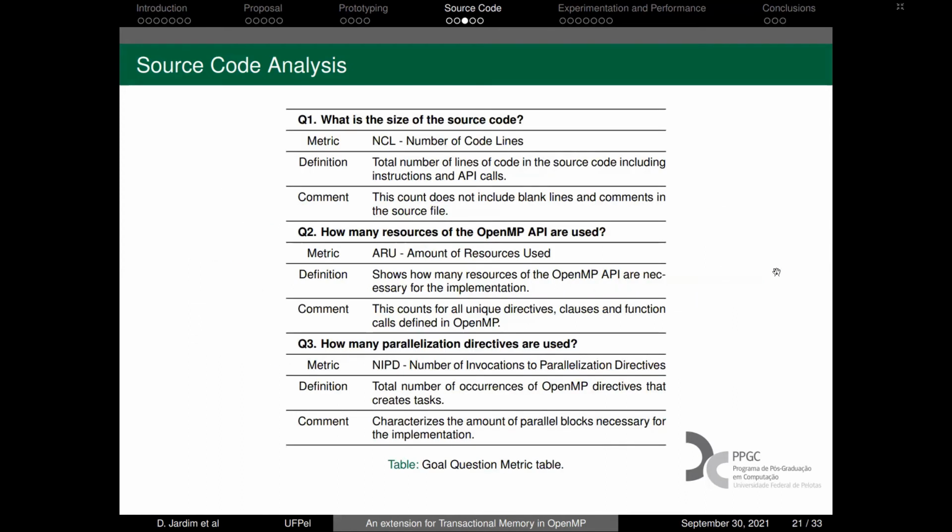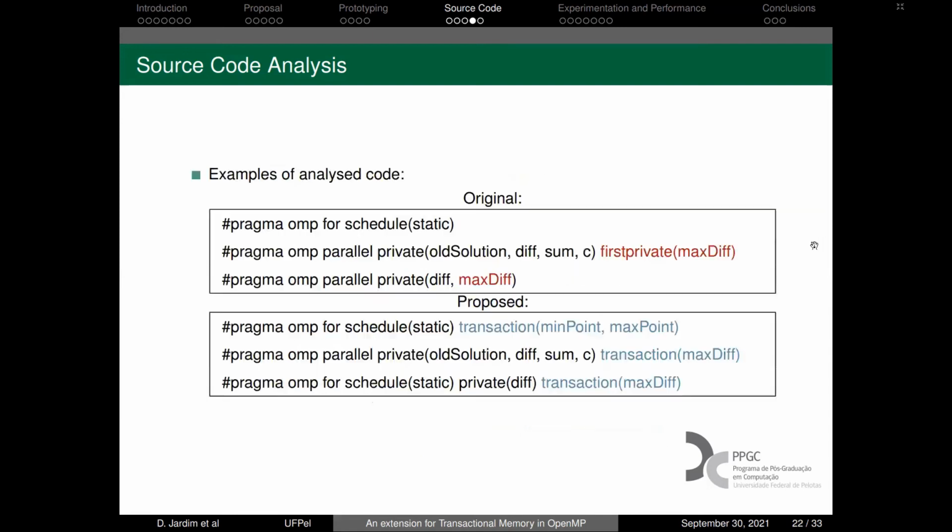Here we have 3 of the 5 questions. The other 2 are actually just a ratio between these 3. The first one is, what is the size of the source code, where we could measure how much the addition of transactional memory support could simplify the code. The second one is how many resources of the OpenMP API are used. This is just simple calls of these resources. And the third one is how many parallelization directives are used. So these are all quantified and were compared to some of the related works.